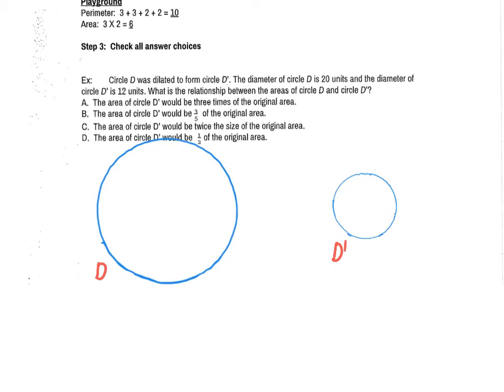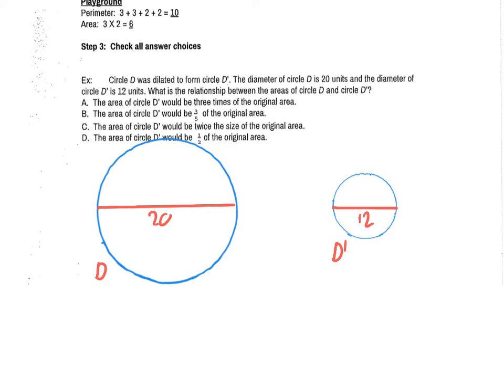So this is going to be circle D, and then this is going to be circle D prime. What we're talking about is the diameter, and again, diameter is distance all the way across. I used my clipboard to draw some straight lines. So there's your diameter, going all the way across. They say for D that it is 20 units across, and for D prime, it is 12 units across.